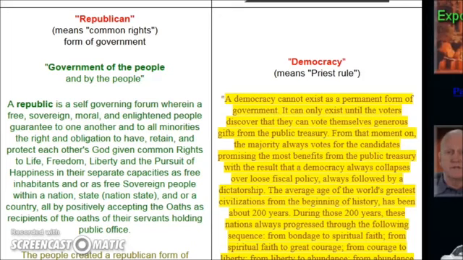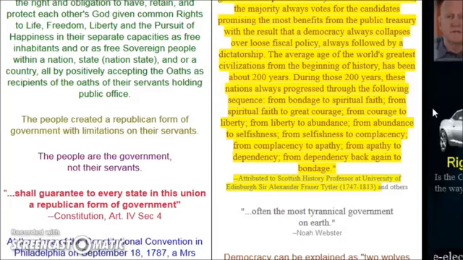During those 200 years, these nations always progress through the following sequence. See if you can identify where we are. From bondage to spiritual faith, from spiritual faith to great courage, from courage to liberty, from liberty to abundance, from abundance to selfishness, from selfishness to complacency, from complacency to apathy, from apathy to dependency, and then from dependency back again to bondage. Attributed to Scottish history professor, University of Edinburgh, Sir Alexander Fraser Tytler.